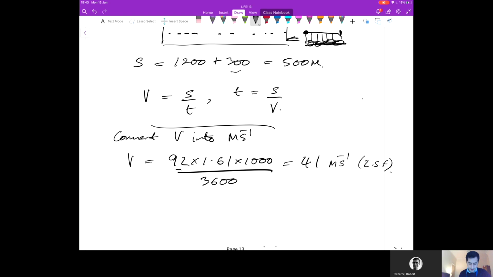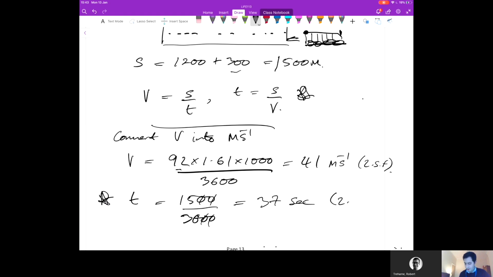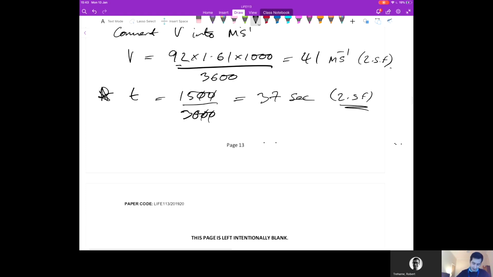And then to work out the time, I'm going to take it back up here. Remember we did that. The distance is in meters. Oh, that's a 1 there. Sorry, it is 1,500 divided by 3,600. Cross off a few zeros, so it's 15 divided by 36. That's 37 seconds to 2 sig figs. Okay, was that question 5?